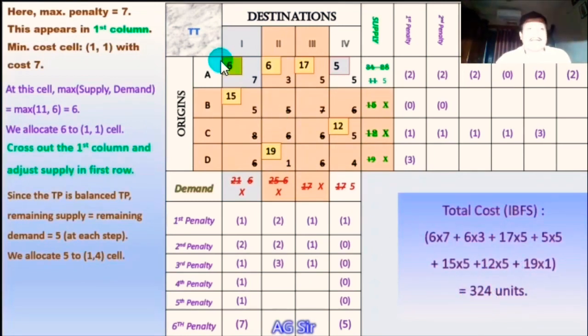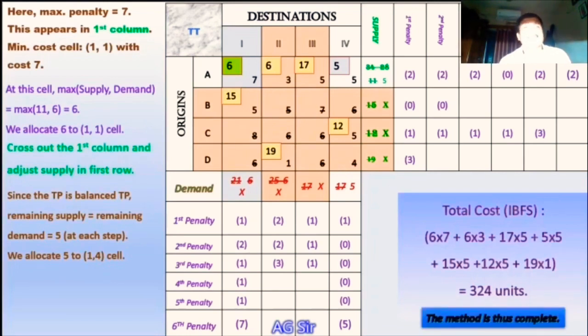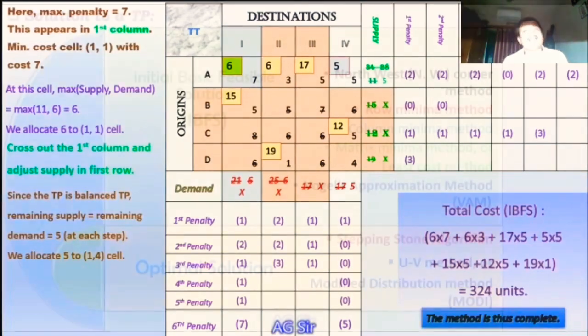You observe that 1, 2, 3, 4, 5, 6 and 7 occupied cells with positive allocations are there in your initial basic feasible solution. This completes the VAM process and the method is thus complete. Next, you have to improve on your initial basic feasible solution if possible and thereby determine the optimal solution by the modified distribution method or stepping stone algorithm.